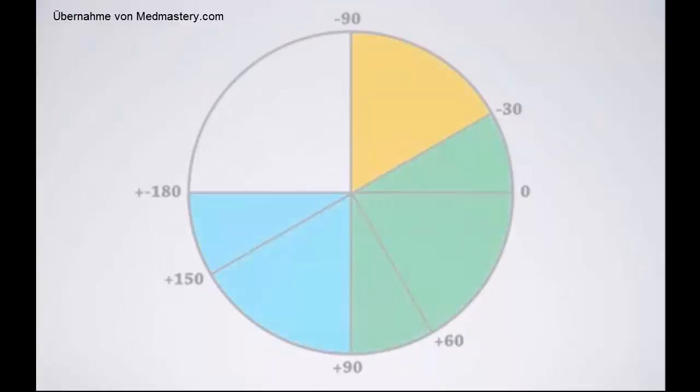So let's recap. If the main cardiac vector points into the direction of the green area from -30 to +90 degrees, that's called a normal axis.